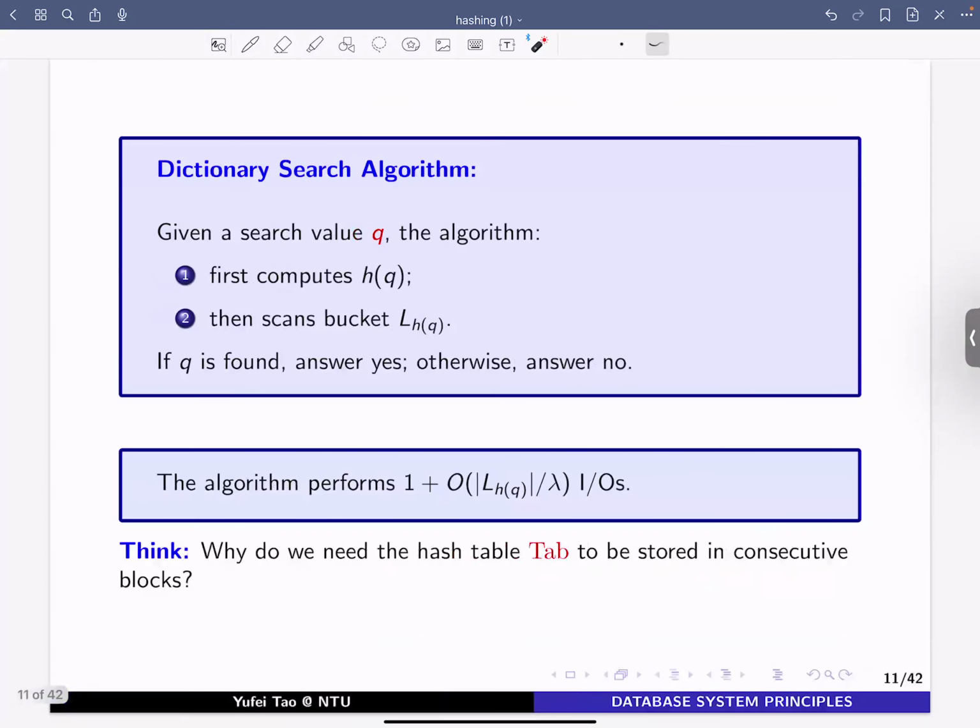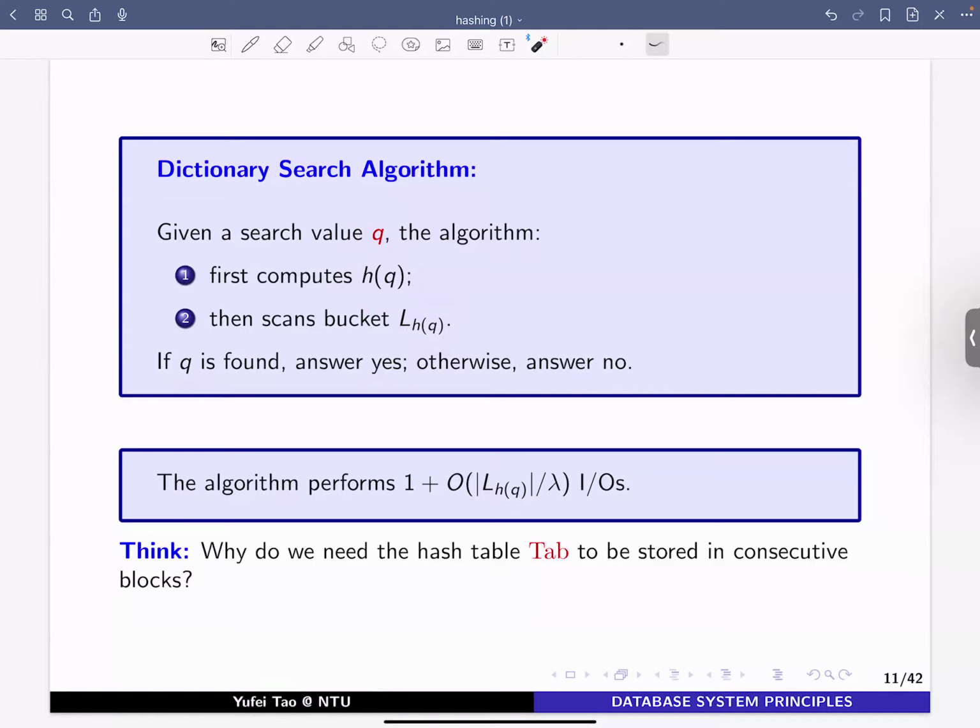All right, now let's go back to the formal description of the algorithm. So here, this is the algorithm. It says you use the search value Q to compute a hash. And then you compute the hash value of Q. Okay, and then that tells you the ID of the bucket that you have to search, right? So just read the bucket, and if you find Q there, obviously you should answer yes. Otherwise, you can safely conclude the answer is no.